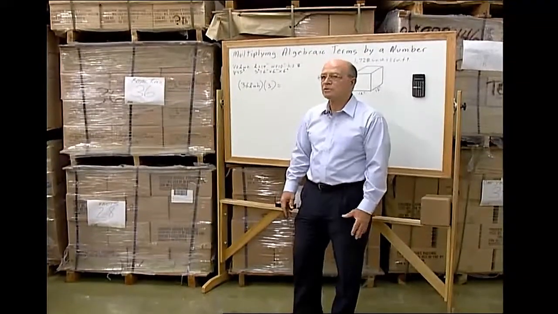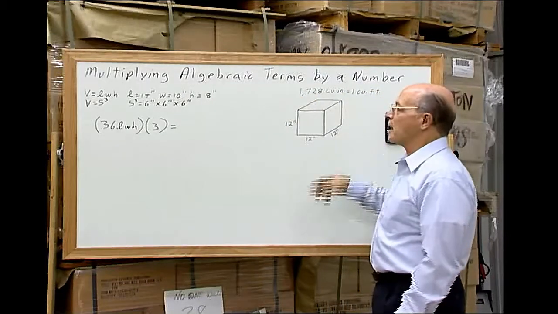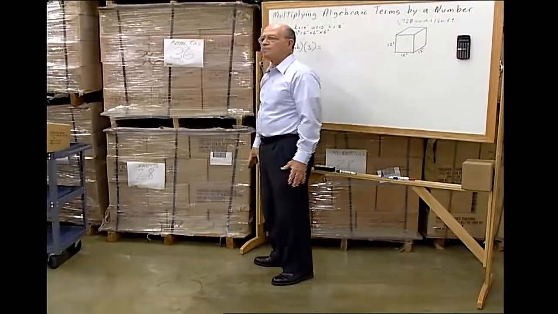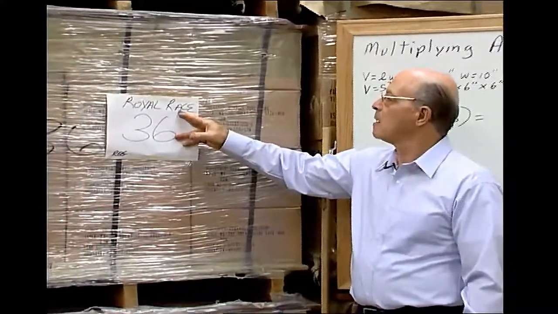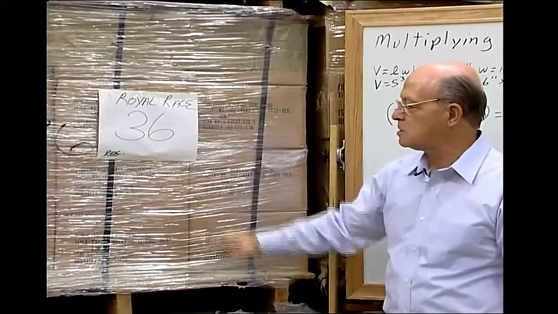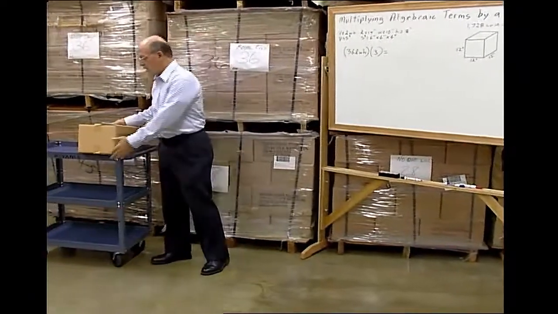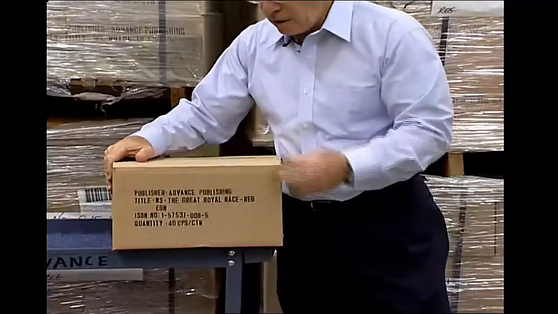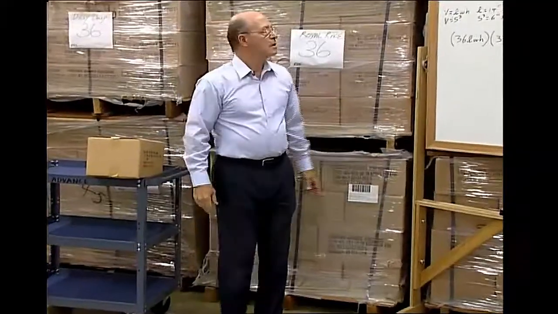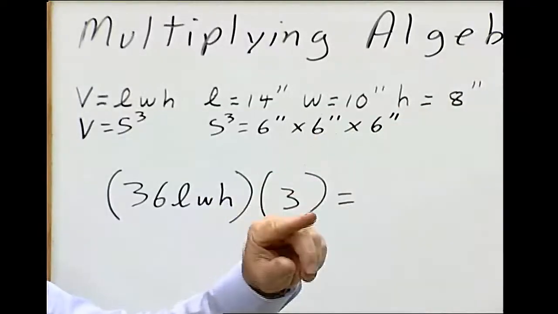We are back in our warehouse, and we're going to be demonstrating multiplying algebraic terms by a number. This is a pallet of 36 boxes of books. This is one of the books that we have, the Royal Race, and there are 36 of these boxes on this pallet. As you recall, volume is length times width times height. The length is 14 inches, the width is 10 inches, and the height is 8 inches.